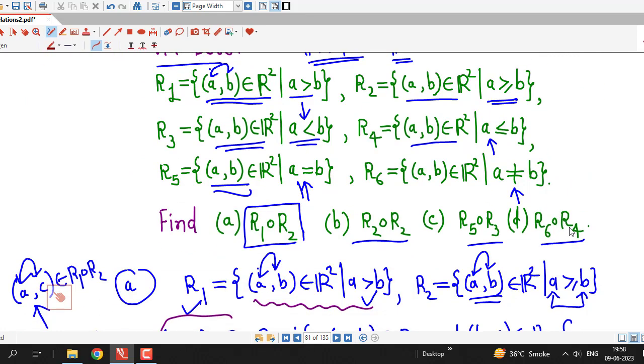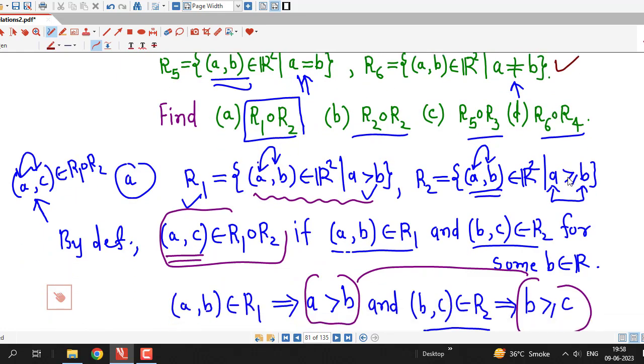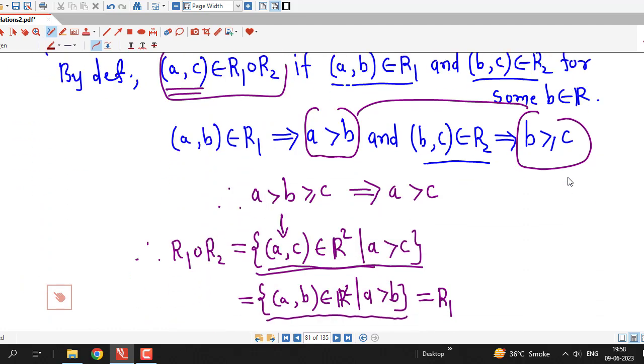And the last one is R6 composite R4. In R6 we have an inequality, here less than or equal to. So let's find R6 composite R4 now.